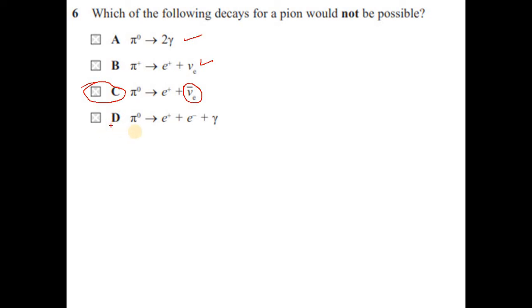Let's check D. 0 to e plus e minus, of course charges are conserved. Lepton numbers are also conserved. So D is possible, A and B are also possible. So C is the not possible decay for pion. So the option is C.